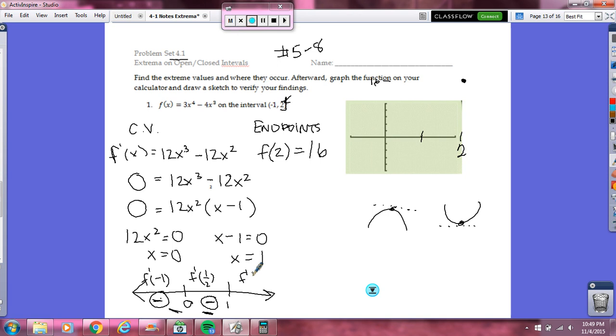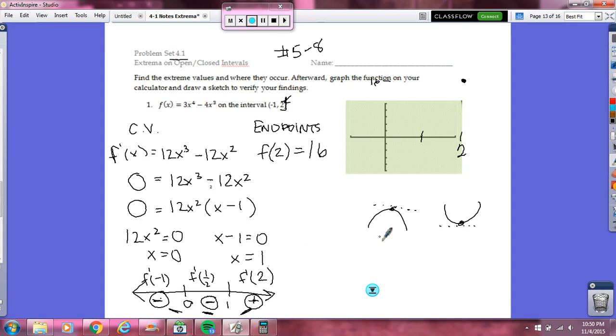Last one, let's see what's happening over here on the other side of 1. So let's check out the derivative, and let's go with maybe 2. I'm going to take 2, plug it into my derivative, and see what's happening. I come out with a positive answer, meaning my function is going to go up. If I wanted to draw a sketch of what's happening, I could use my calculator to confirm this.